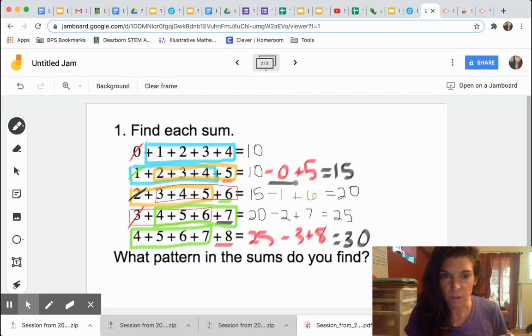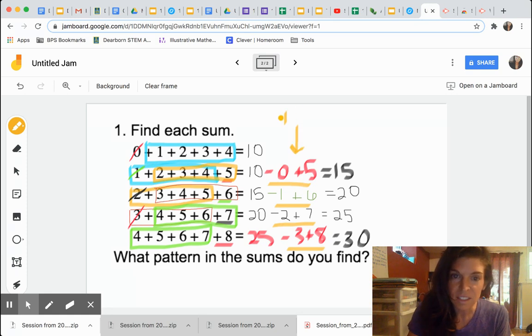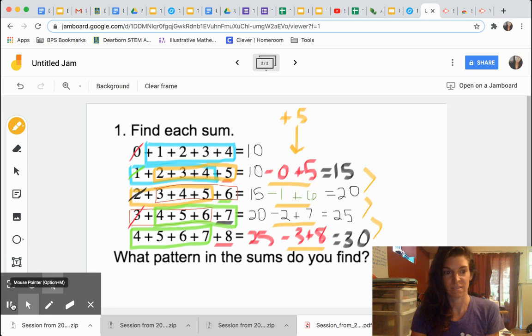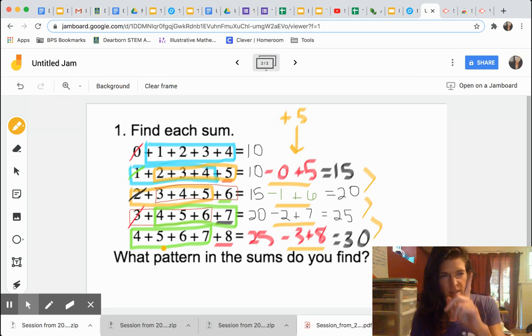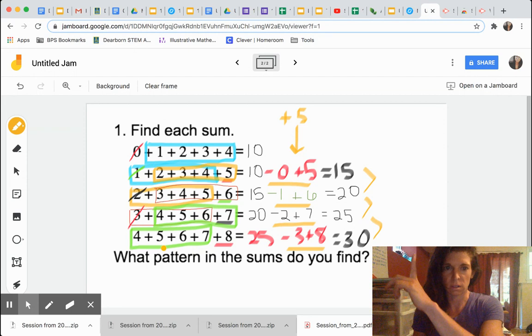This 0 plus 5, this minus 1 plus 6, this negative 2 plus 7, negative 3 plus 8. Each of those is the same as adding 5. So that is why we see that in our answers. Lots of structure there, lots of interesting patterns. Look at all that math we did, but we didn't do it as 0 plus 1 plus 2 plus 3 plus 4. We used what we knew, we used the patterns, we saw things.